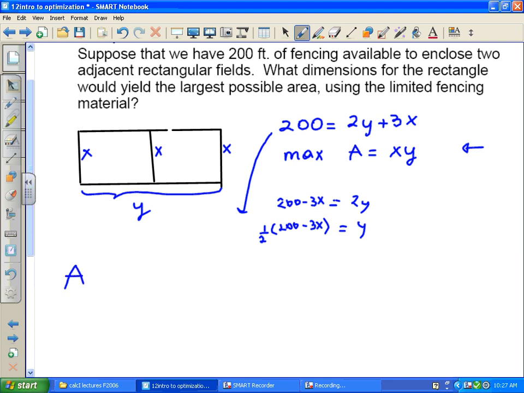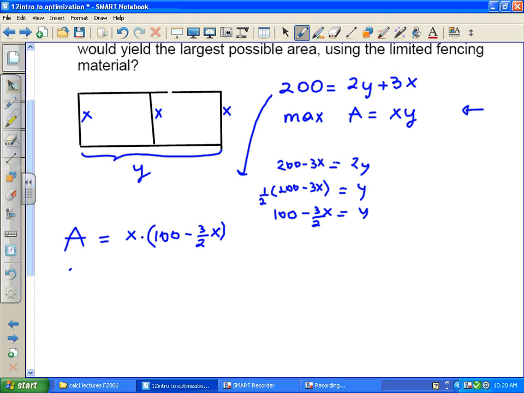So in this case, area equals x times y. But we now know what y is. y is 1/2... You know what? I'm going to go ahead and distribute this and then put it down there. So 1/2 times 200 is 100, and then minus 3 over 2 x. That's what y is. And since area is x times y, now I'm ready to put the y into that equation. And as always, we simplify this function first before we differentiate.